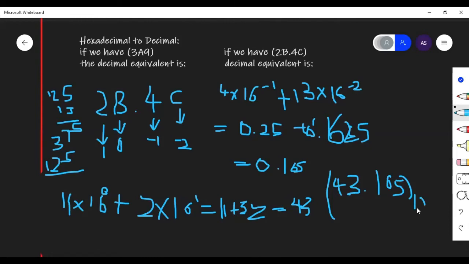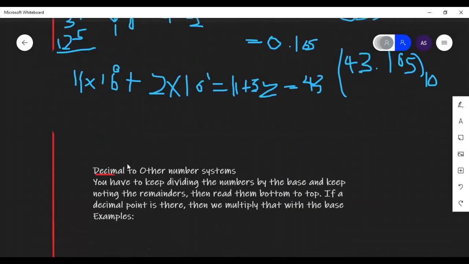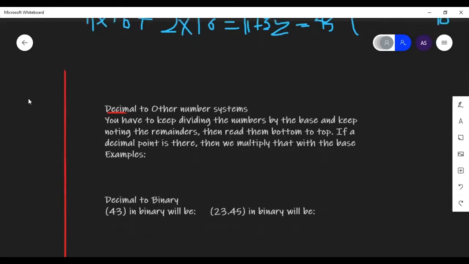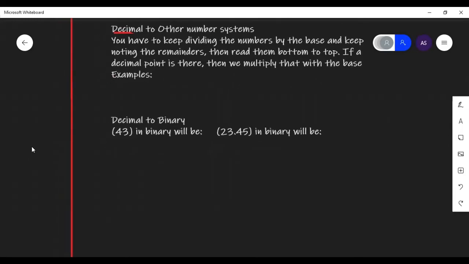Okay. Now we're going to talk about a rather easier conversion, because you can see this conversion is a little hectic. In the next one, you just have to divide. It's much easier than multiplying everything. The easiest way to explain this is through an example. So we'll start with a decimal to binary conversion. The first one is 43. So we have to convert 43 into zeros and ones. So we write 43, and then we divide by 2.